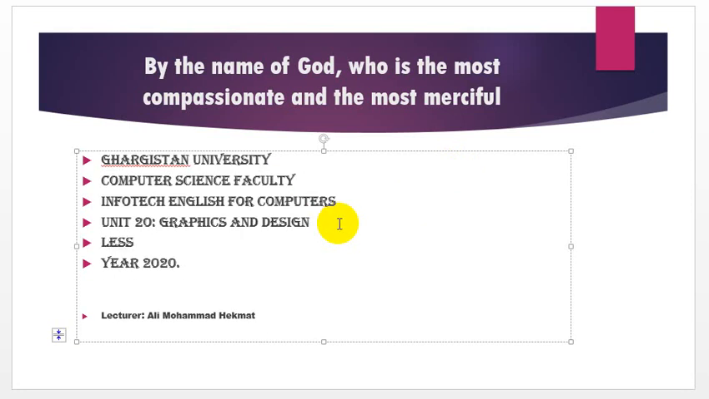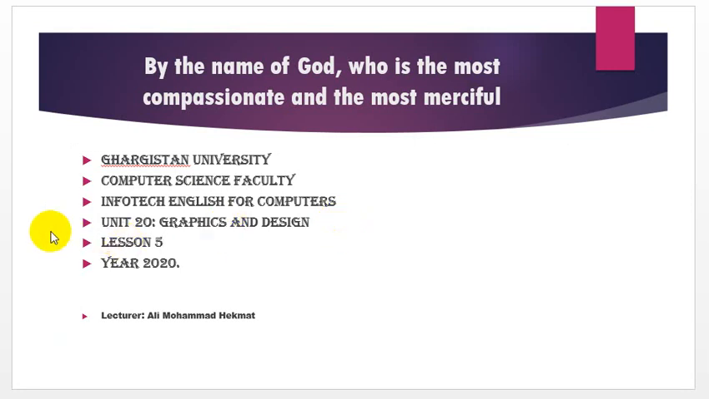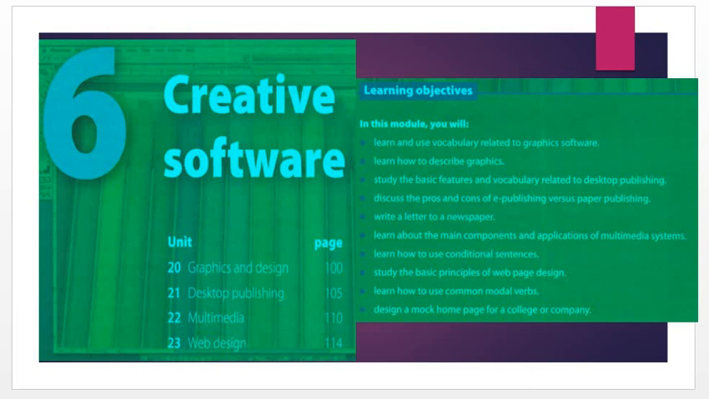In our lesson 5 I would like to introduce you to module number 6, which is creative software. In this module we have these subtitles or these units. We will discuss graphics and design, page 100, desktop publishing, page 105, multimedia, page 110, and web design, page 114.